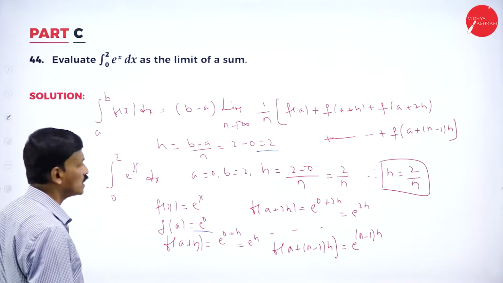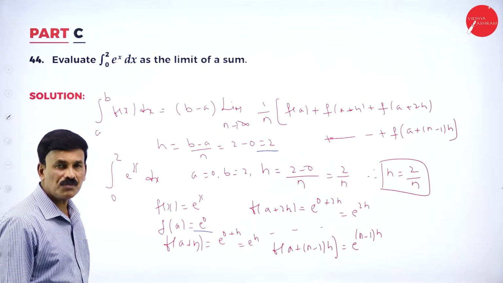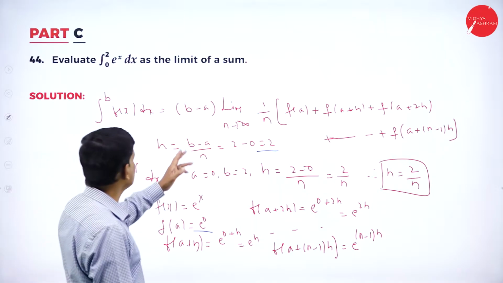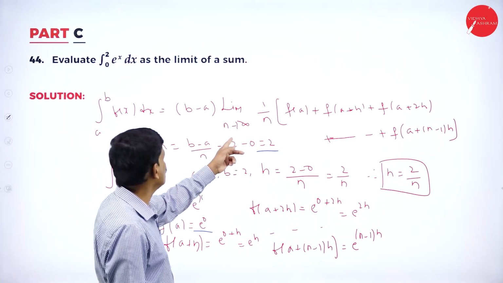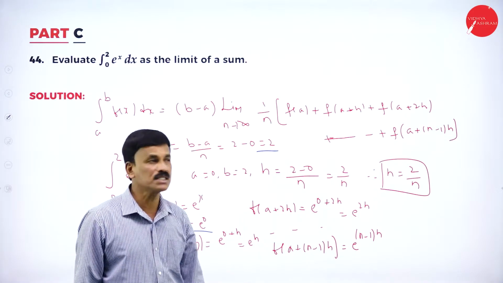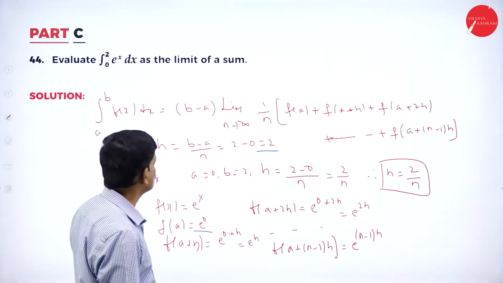Let me see here once again. I will explain. So, what is given? We know the formula for the integral a to b of f of x dx as the limit of a sum is given by b minus a into limit n tends to infinity of 1 over n into f of a plus h plus f of a plus 2h etc. plus f of a plus n minus 1 into h.